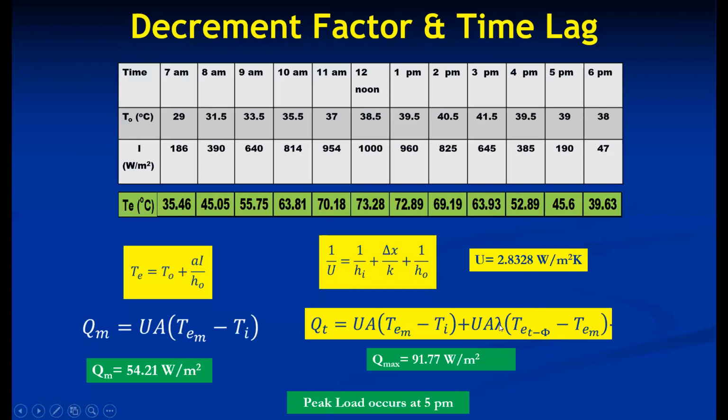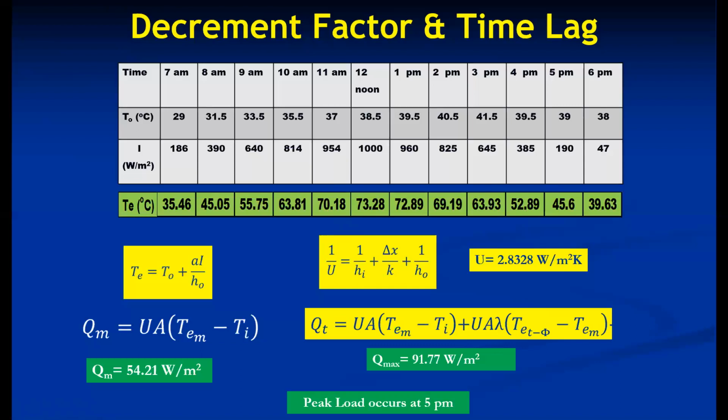So here the T minus 5 value is 70.18, not 52.89, because 52.89 is the solar temperature at 4 p.m. But while calculating, because of the time lag, we have to go back 5 hours, that is to 11 a.m., and we have to consider the temperature at 11 a.m. So this way we can calculate the heat transfer rate at any particular time.